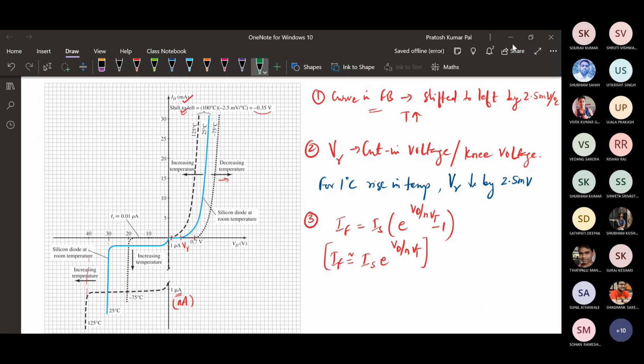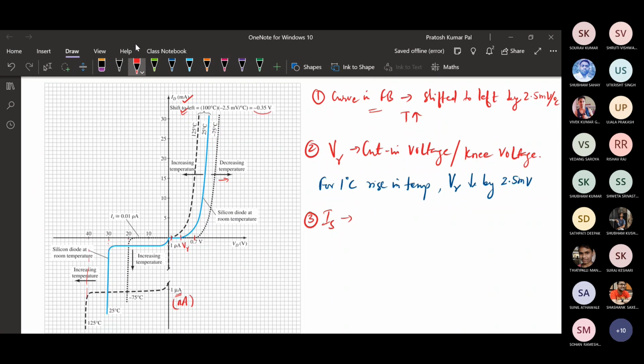So here basically, in case of temperature increase, this reverse saturation current IS increases. We can come to this point later. Before going with the forward current, we will see what the effect is on saturation current. Okay, so IS, that is the reverse saturation current.